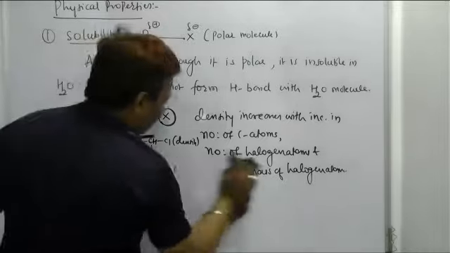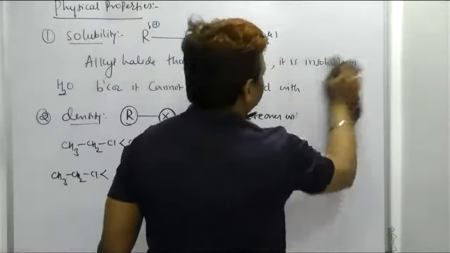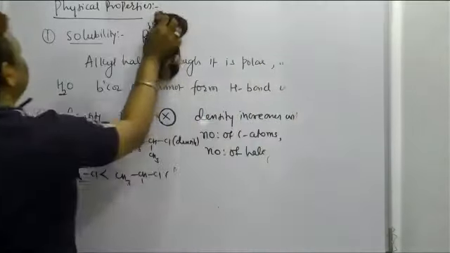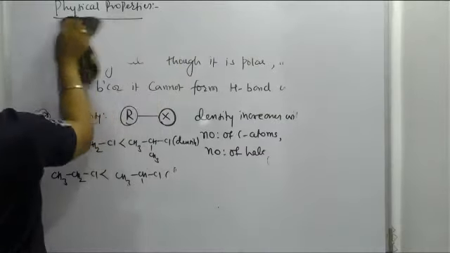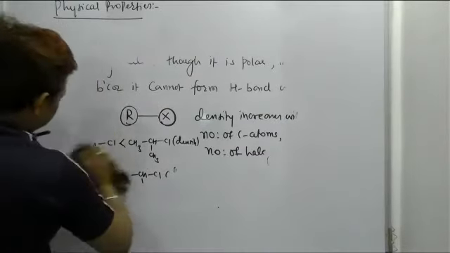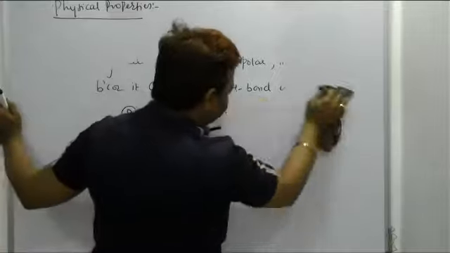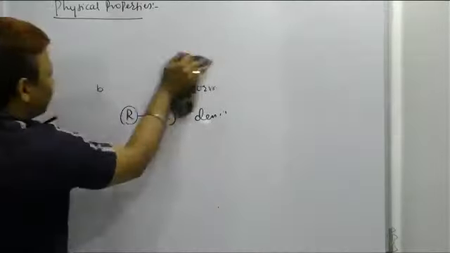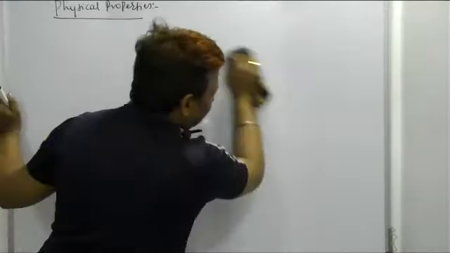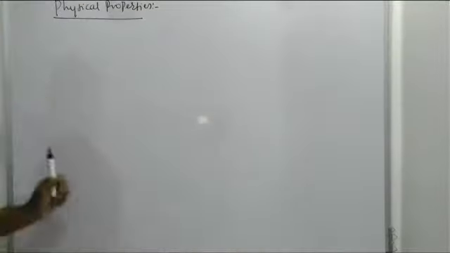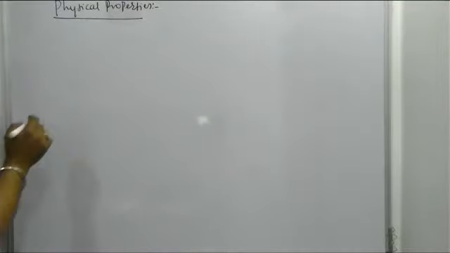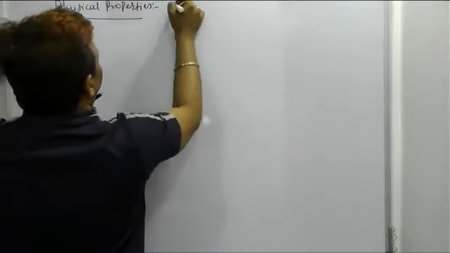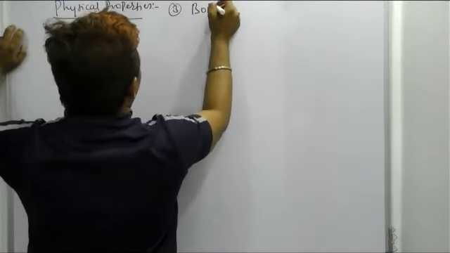But an important property will come for the boiling point in haloalkanes, right? Solubility and density don't matter; everybody knows about that. But important questions, even in IIT and NEET, they want to ask from boiling point. Try to understand this concept in a very simple way. Property number 3 is called boiling point.